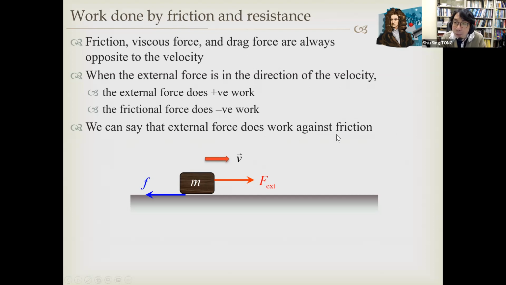We can say that the external force does work against friction. Now, this is a typical term we use to describe the work done by an external force. If it is a frictional force that opposes it, then the external force does a positive work against the friction. Okay, against the friction. That is what we commonly say when we refer to the work done by the external force.